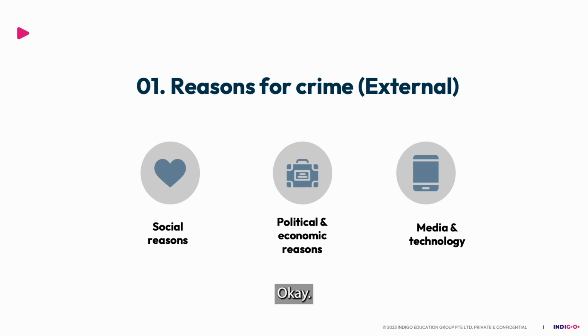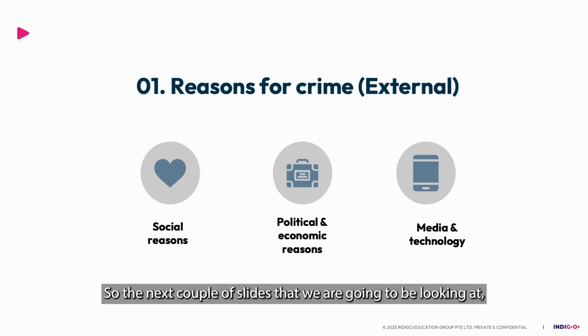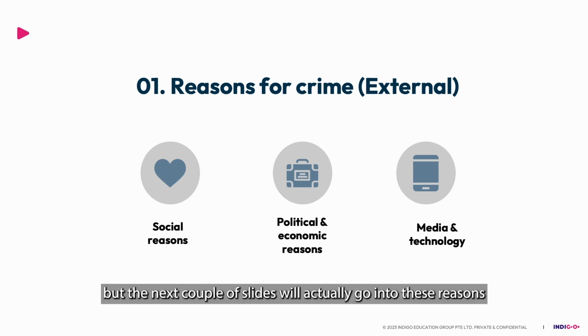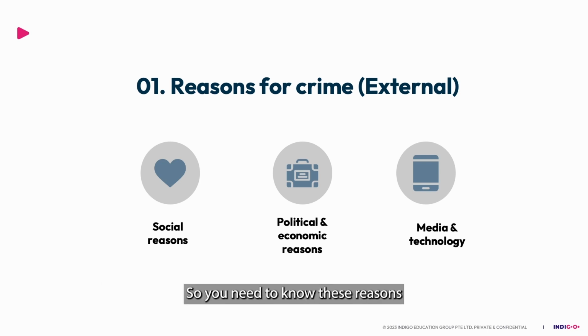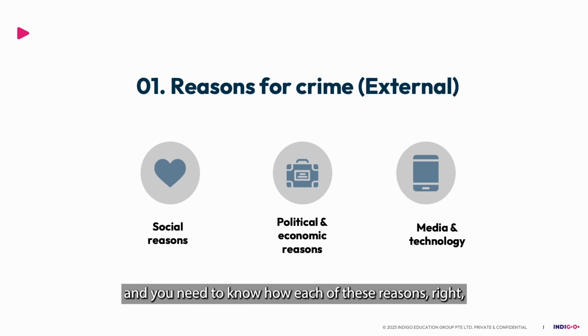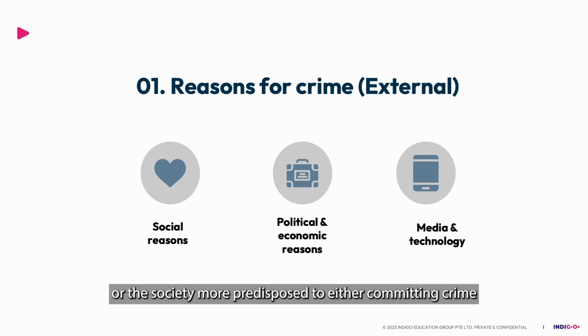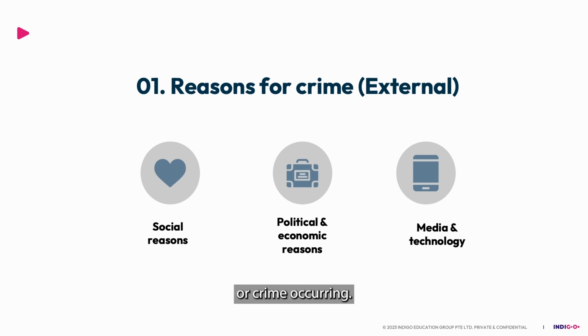Okay, so the next couple of slides that we are going to be looking at, I'm not going to go through it because these are content slides, but the next couple of slides will actually go into these reasons in greater detail. So you need to know these reasons, and you need to know how each of these reasons, especially the external ones, are disruptors. Something that is happening that causes a change in the individual or the society that makes the individual or the society more predisposed to either committing crime or crime occurring.